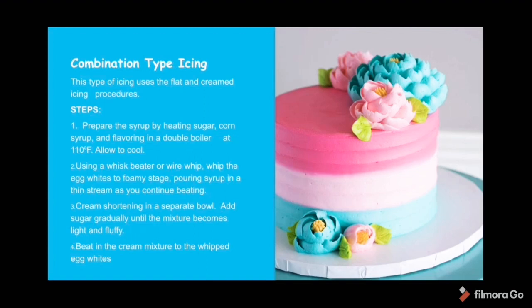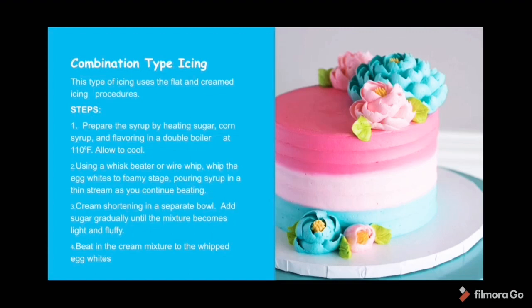Combination type icing. This type of icing uses the fat and cream icing procedures. The steps are, first, prepare the syrup by heating sugar, corn syrup, and flavoring in a double boiler at 110 degrees Fahrenheit. Then, when it melted, allow it to cool. Use the whisk, beater, or wire whip, then whip the egg whites to foamy stage, pouring the syrup in a thin stream as you continue beating.